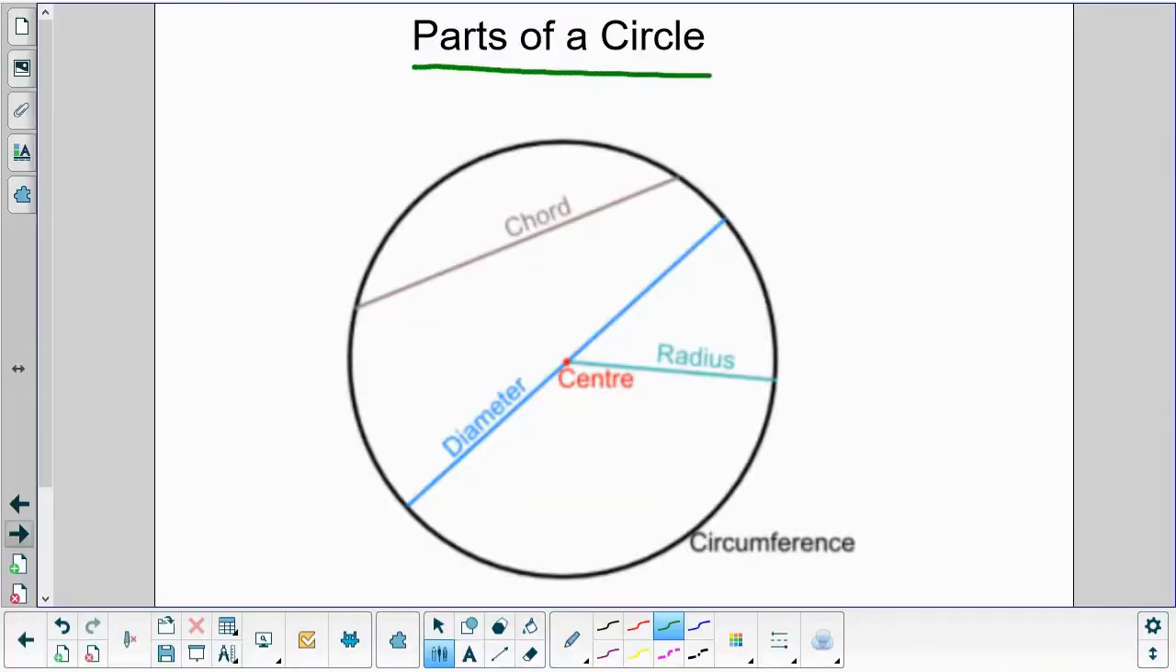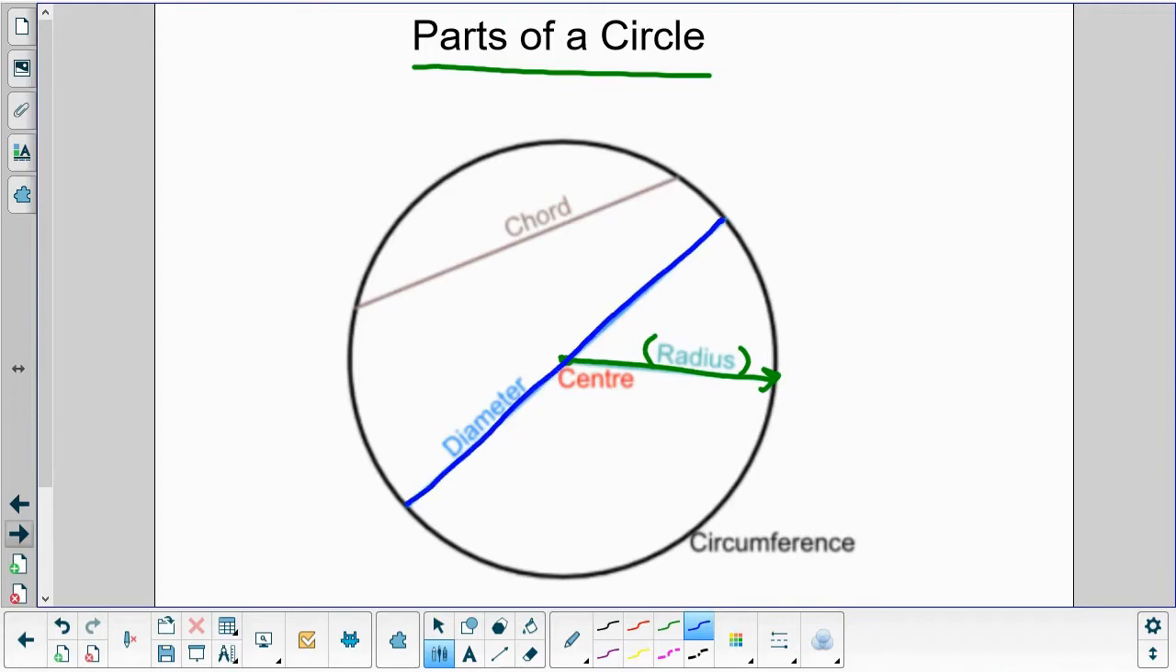Okay, today we're talking about parts of a circle. So there's different words and different marks that they put on a circle to describe parts of a circle. And these are all very important. From the center to the outside edge, any line that indicates that is a radius.